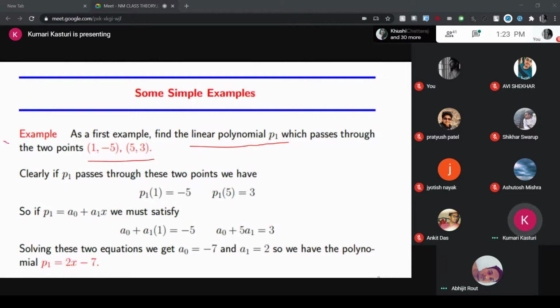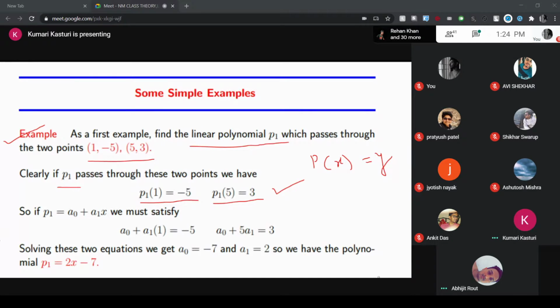Now, this is your question. How to find the polynomial? One simple procedure is given here. Till now, we have not used any method. It is a simple procedure. 2 coordinates are given to you, and you have to find the polynomial. The polynomial P1 passes through 2 points. As per the question, find the linear polynomial which passes through these 2 points. So we can write P1 of 1 is equal to -5 and P1 of 5 is equal to 3. Obviously, P of x is equal to your y, in this form it is written.